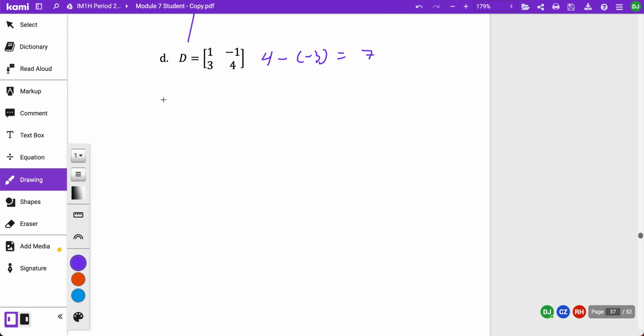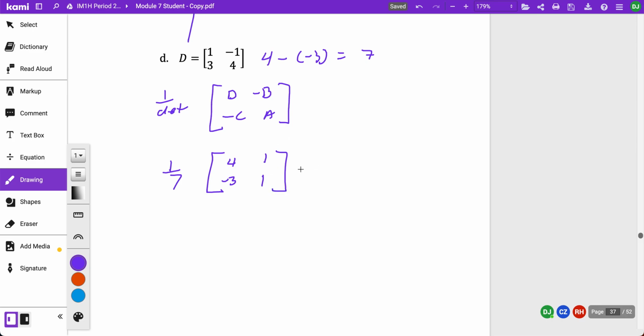Now, remember the formula. It's 1 over the determinant, and I'm going to multiply that times D, negative B, negative C, A. So if I were to plug all these in, then I will have 1 over 7 times, okay, the 4 is going to move to where the 1 is, so that's the 4. The 1 is going to move to where the 4 is, so that's 1 right there. The negative 1 is going to stay put. I'm going to multiply it by the negative 1, which will give me positive 1. 3 stays put, multiplied by negative 1 to get negative 3.